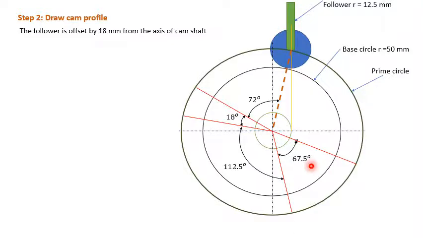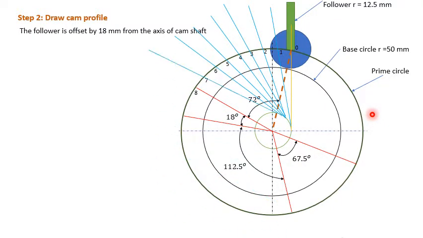So now we have to divide this outstroke into 8 equal divisions. Now from each number draw a tangent line to the small circle, the offset circle, like this, and extend the line. So from each number we have drawn a tangent line to this offset circle.